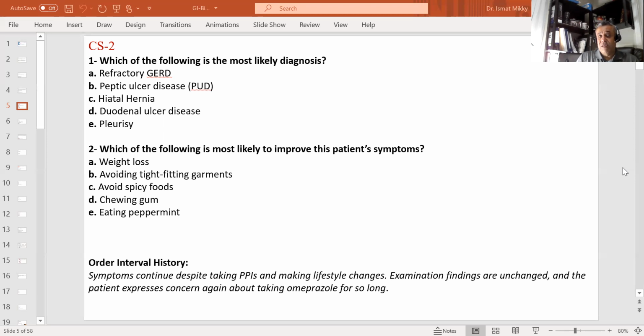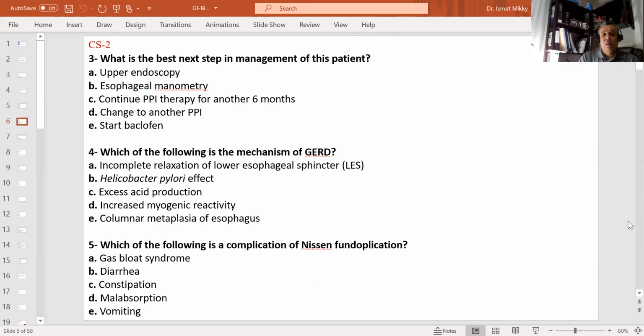So the most accurate test for the GERD disease is the 24-hour pH. Next question is, what is the best next step in the management of this patient? And the answer for this question is the esophageal manometry.